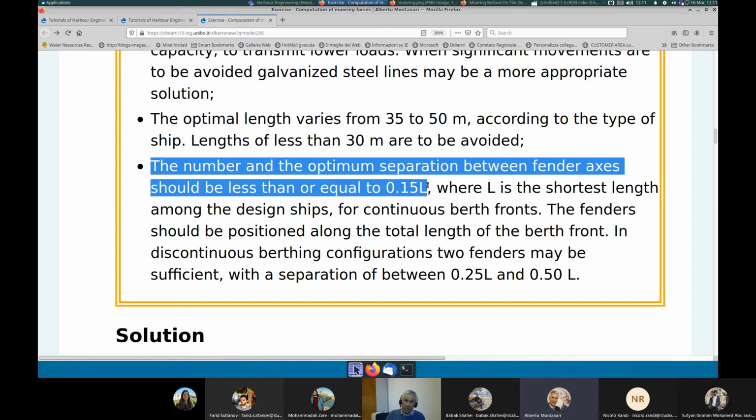And it is given this recommendation that they should be placed at 15% of the shortest length among the design ship for continuous berth fronts. The fenders should be positioned along the total length of the berth front. In discontinuous berthing configurations, discontinuous may imply that the berth is not continuous. It may be discontinued. And so if it is discontinued, then 2 fenders may be sufficient with the separation which is larger, of course.